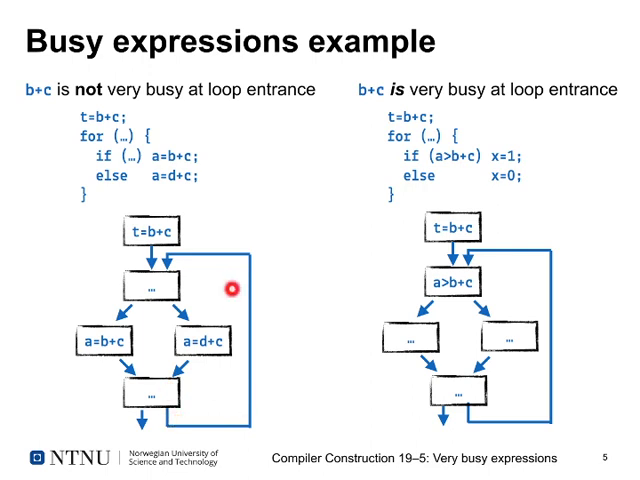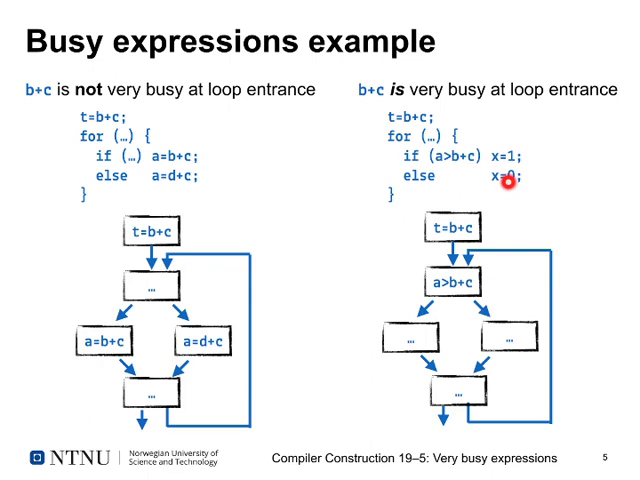So essentially our expression is not very busy here. Take a look at the similar example on the right hand side. Here again we evaluate b plus c before the beginning of the loop, and then inside of the loop for each iteration we check if a is greater than b plus c, and if it's greater then we set variable x to 1, otherwise we set x to 0.